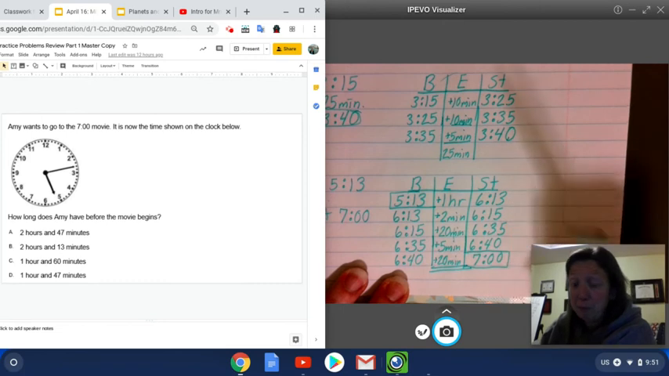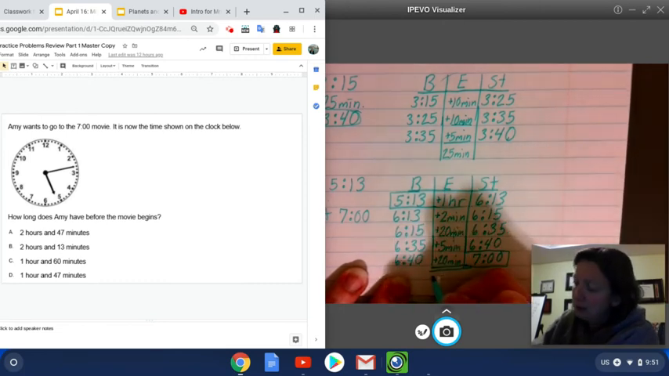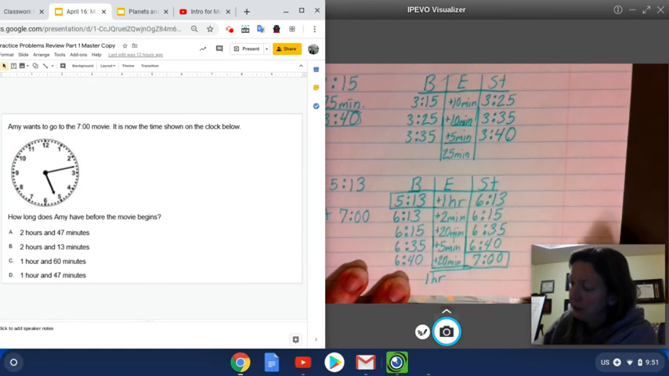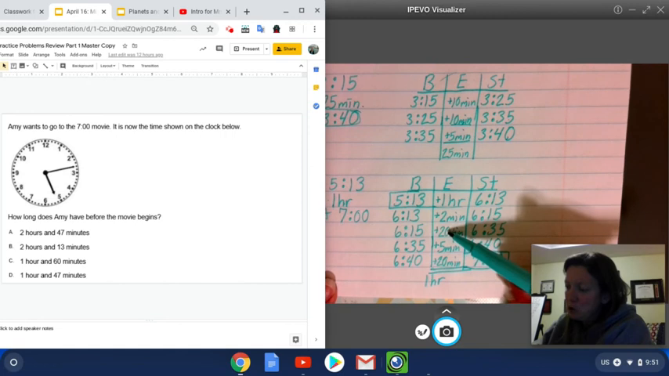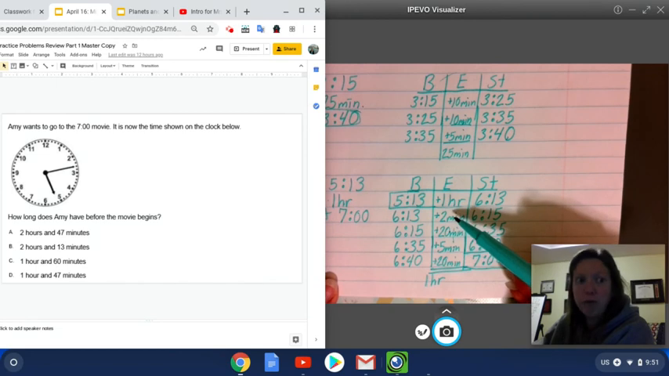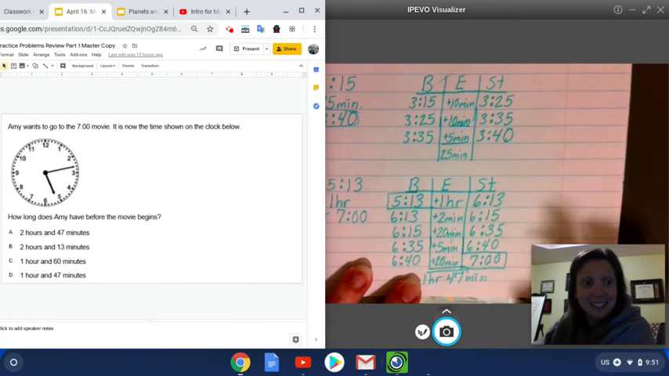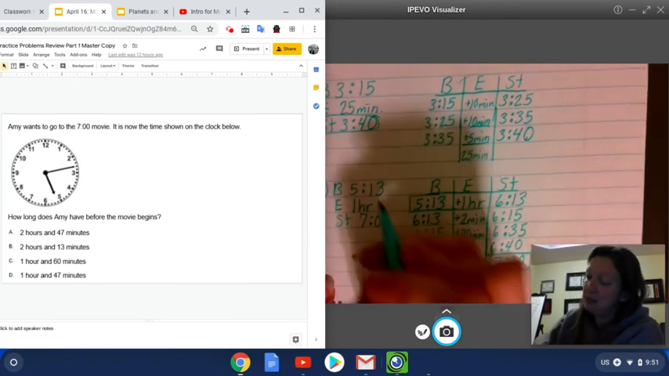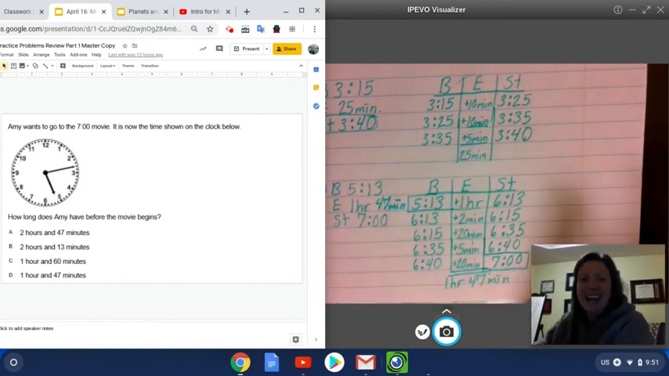Now, to find the elapsed time, remember, we need to add all these up. So I only have 1 hour right here. So I know that it's 1 hour. And then 20 plus 20 is 40, 45, 46, 47. So it was 1 hour and 47 minutes until the movie begins. 1 hour and 47 minutes.